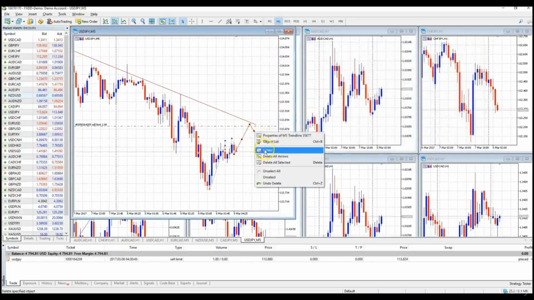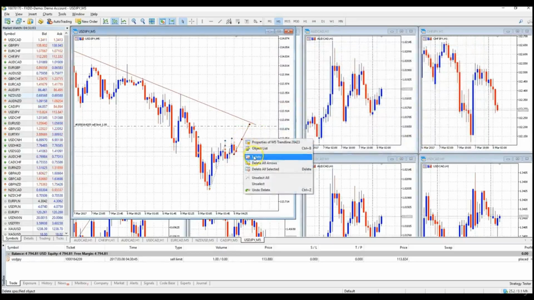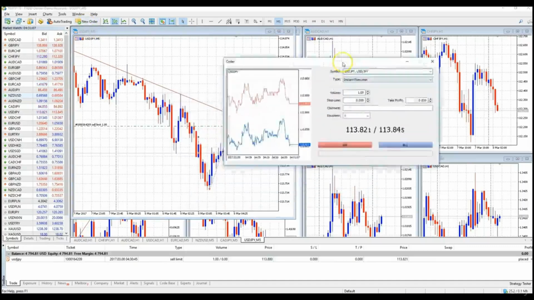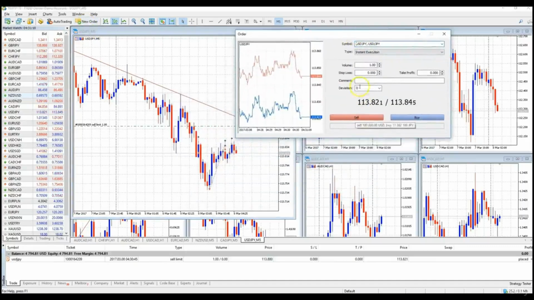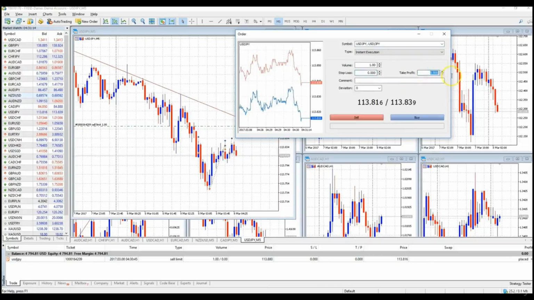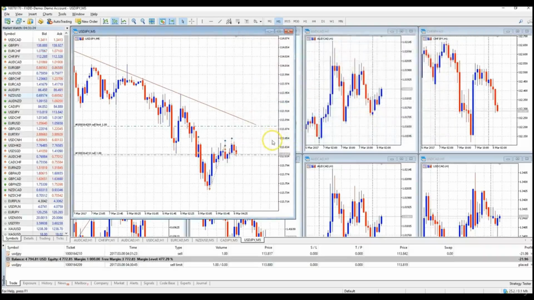Okay, and so now what I'll do is just place another trade here. This time I'll just put in an instant market execution, and you can also manually enter in your stop loss and your take profit here. But what I'll do is, I'm just going to put in a new order here. Oh, sorry about that. Yeah, so there it goes.